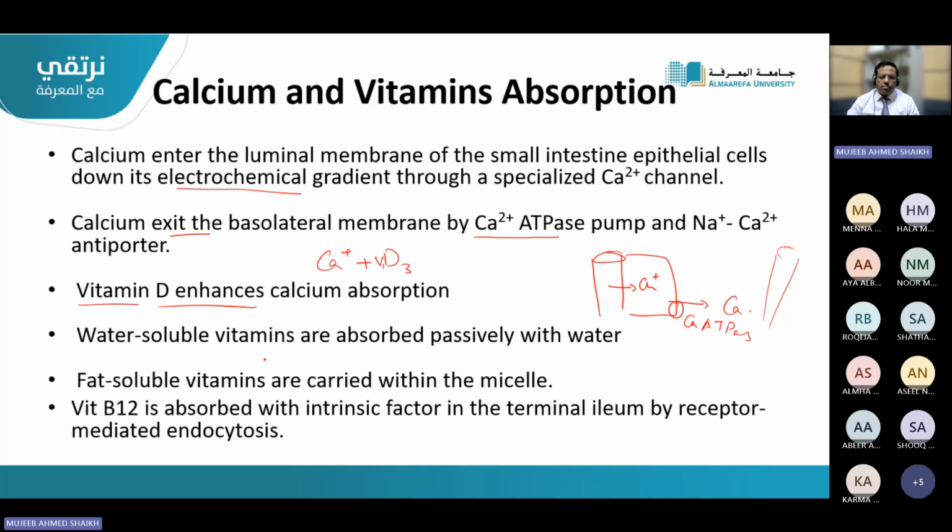Other vitamins are water soluble, so they will be absorbed passively with the water. Fat-soluble vitamins are absorbed along with the micelle, just like fat. One more important one is vitamin B12. It is absorbed only when combined with intrinsic factor in the terminal part of the ileum through endocytosis. That means the molecule will be taken inside the cell like this, endocytosis.